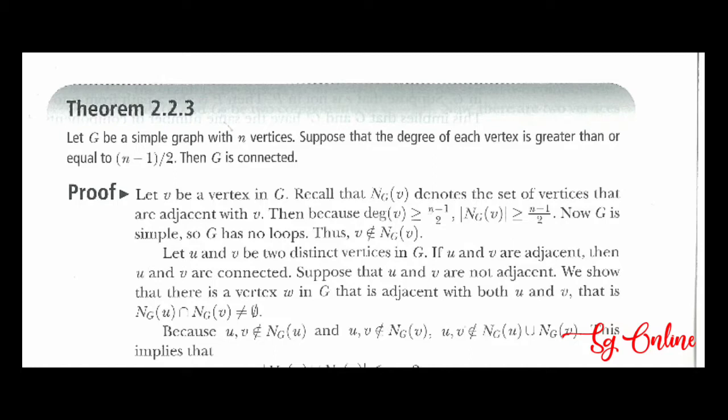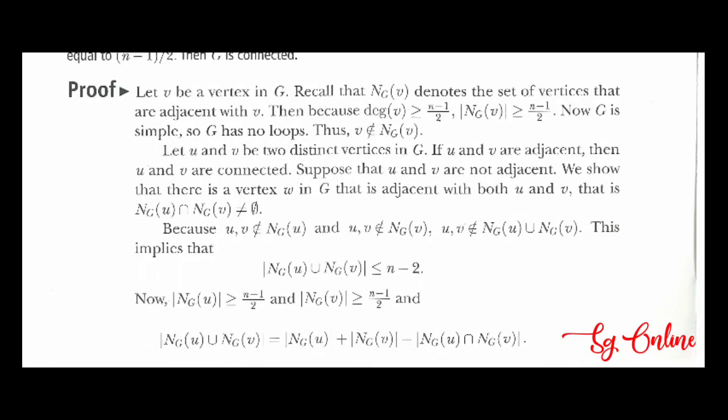I am just repeating the proof that if we take any two vertices u and v, the graph is simple, so the vertices do not belong to their own neighborhood set. If we want to show that these two vertices are joined by some path, then if u and v are adjacent, we have nothing to do. If they are not adjacent, we want to show that there is a common vertex in their neighborhood sets, so that they can be joined by a path through that vertex.